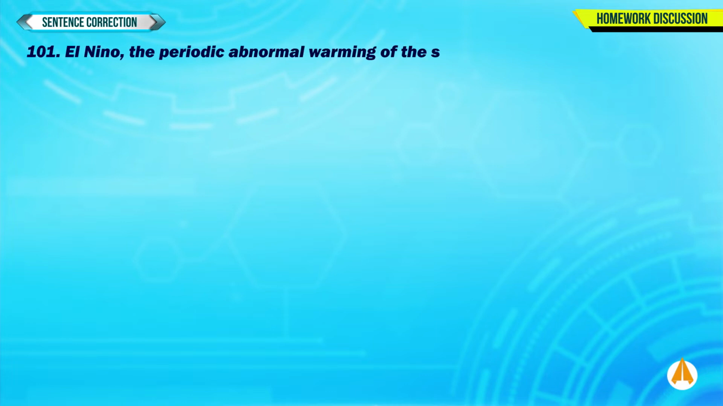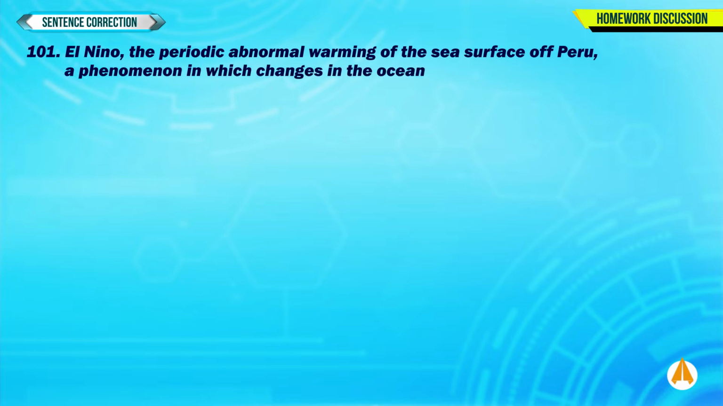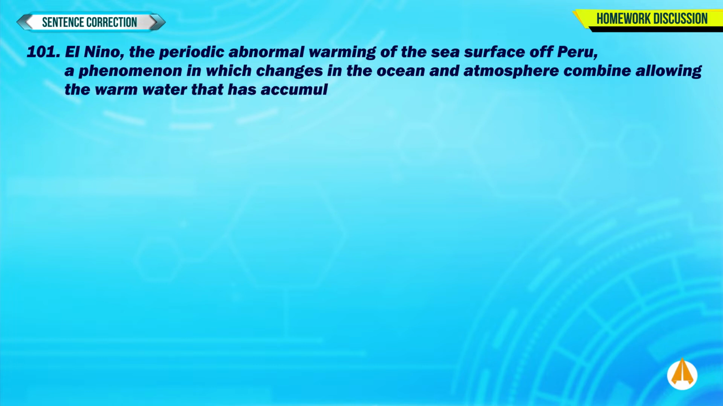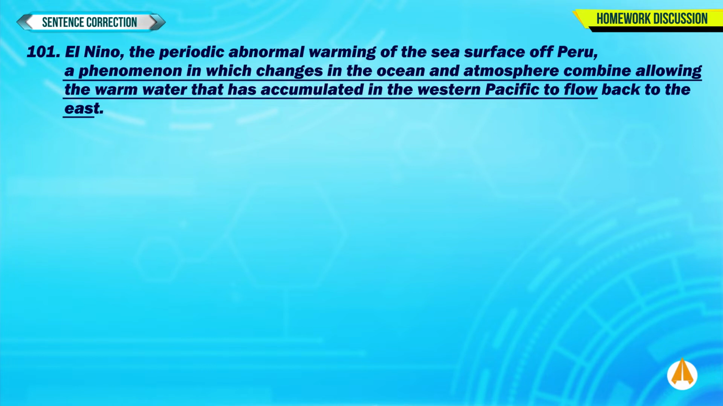The next thing that we are going to see is question number 101. Go ahead and read that question for me. El Nino, the periodic abnormal warming of the sea surface of Peru, a phenomenon in which changes in the ocean and atmosphere combine, allowing the warm water that has accumulated in the western Pacific to flow back to the east.